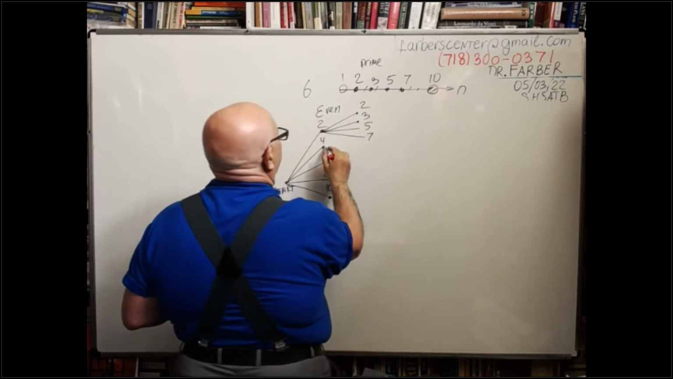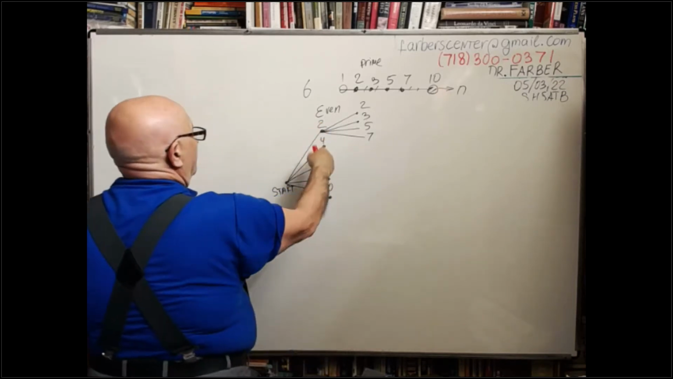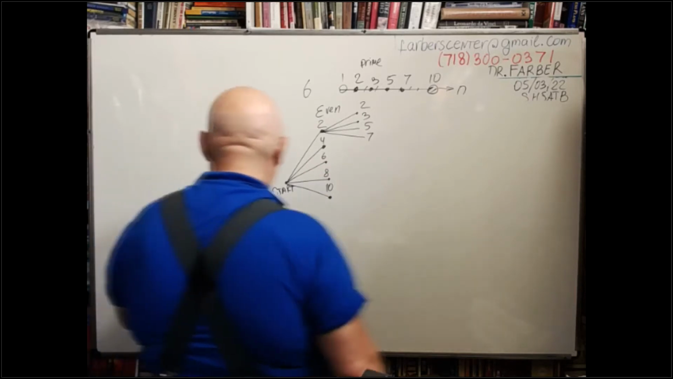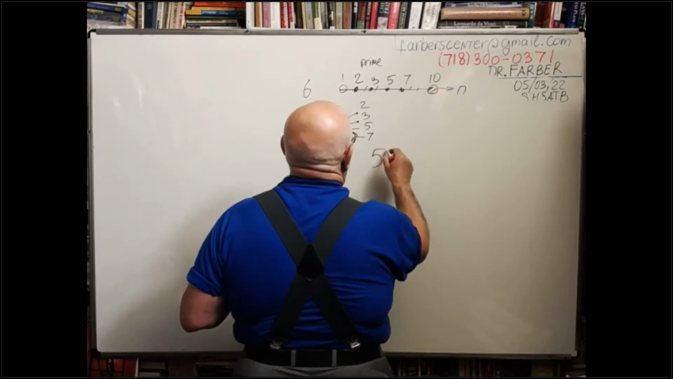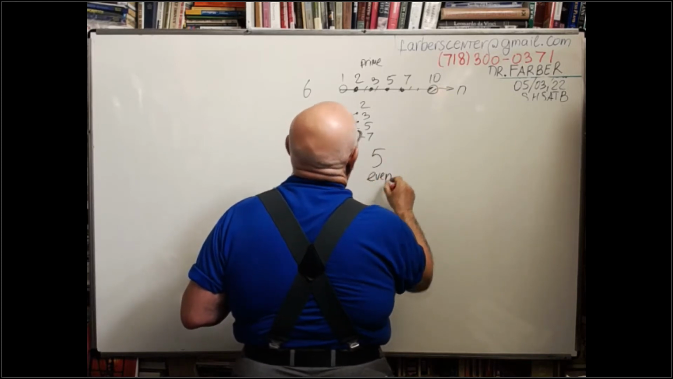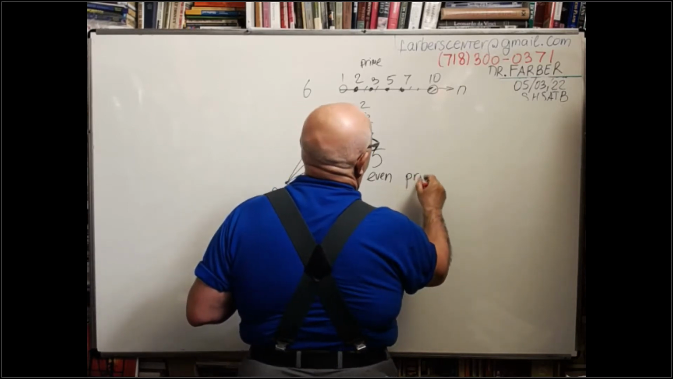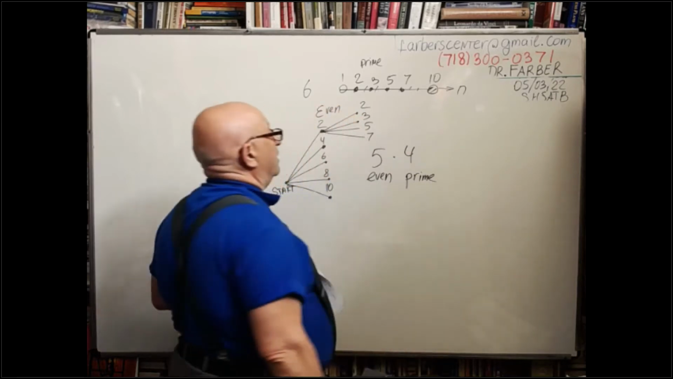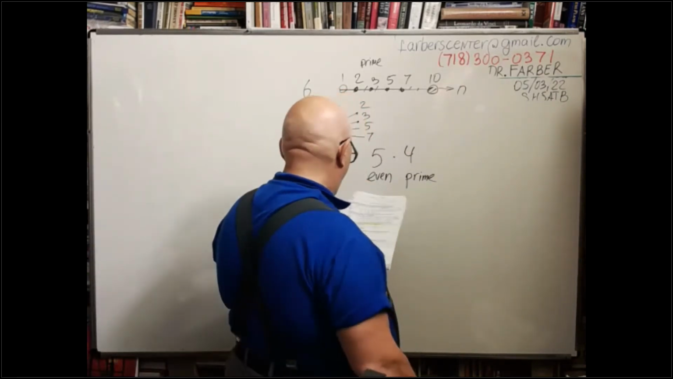The same is related to each of these nodes. Since we have 1, 2, 3, 4, 5, okay? We have 5 even and 4 prime. According to the fundamental counting principle, total would be what? 20.